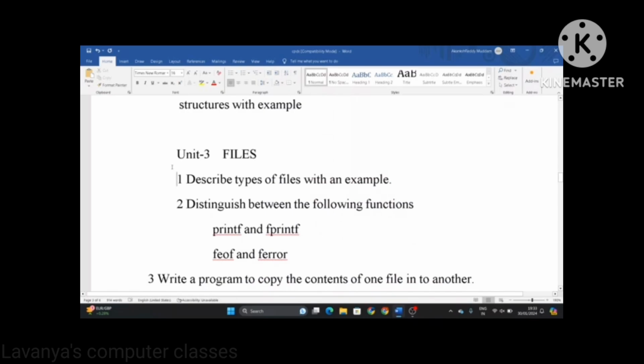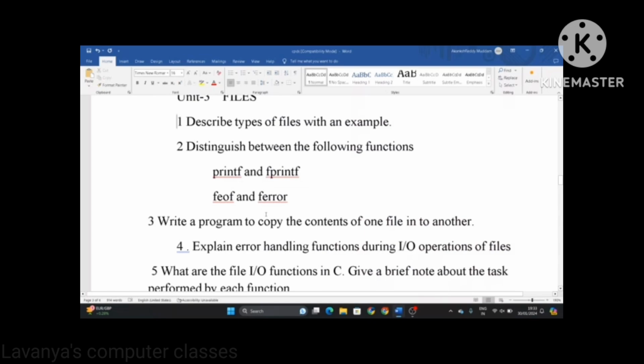Or what is a file? Explain the different types of files. Next one is distinguish between the following functions: printf and fprintf, feof and ferror. Next, write a program to copy the content of one file into another file.